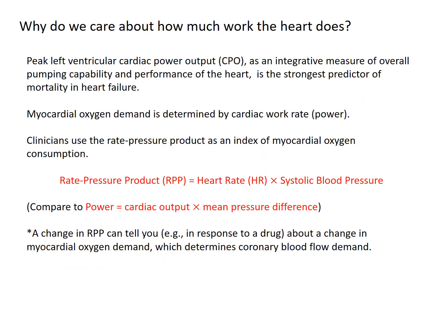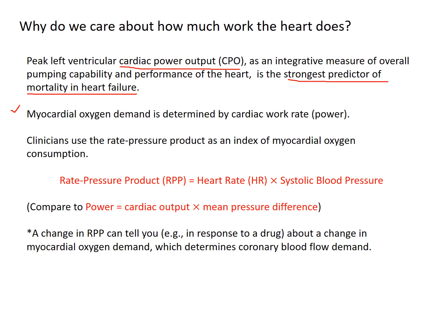So why do we care about all of that? It sounds like a bunch of physics, not physiology. Well, the human body does obey the laws of physics after all, and sometimes physical concepts are important. For example, it turns out that the maximal mechanical cardiac power output of the heart is the strongest predictor of mortality and heart failure. Moreover, myocardial oxygen demand, which is proportional to coronary flow demand, is determined by cardiac power.